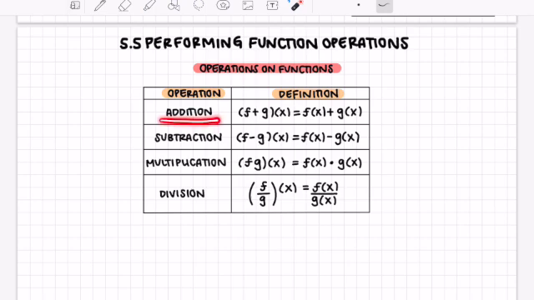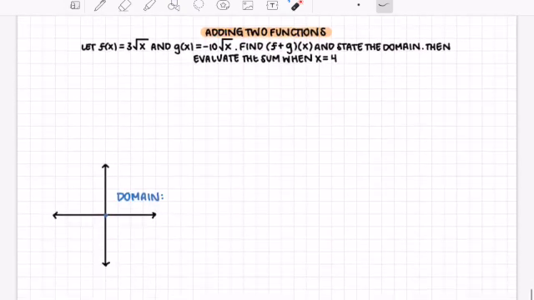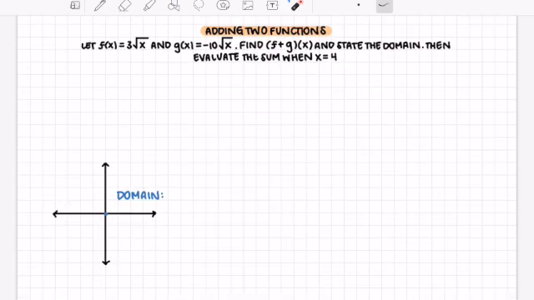For the addition operation, if we have a function that's adding with another function, we can separate them into two different functions and add them together. Same thing goes for subtracting, multiplying, and dividing. All we're doing is just separating them into two different functions where we're going to be adding, subtracting, multiplying, or dividing. So let's say, for example, we're adding two functions.